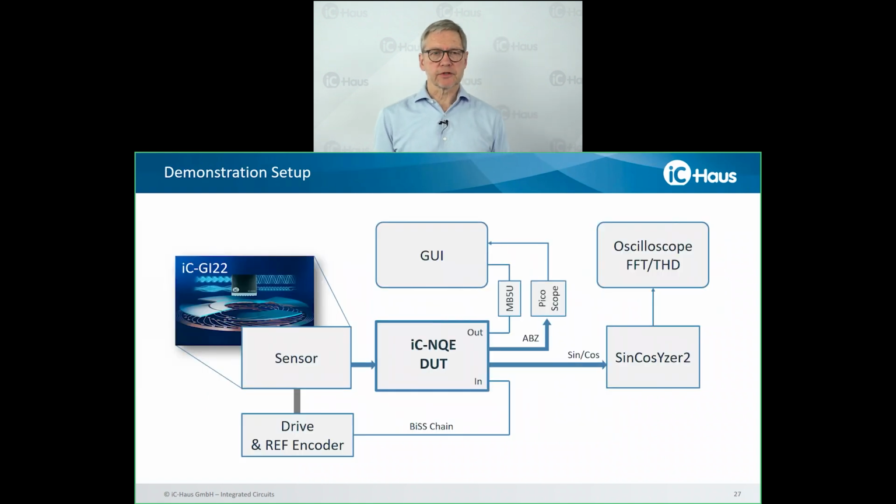Okay, the setup we are going to see is using a drive with a reference encoder. So this is in a BiSS chain, passed on to the device under test, queued up to the GUI so that we can do the INL reading. The sensor is driven by the drive, of course, and the analog signals are connected to the NQE and then over the sine cosine output linked to the Lissajous analyzer. Here I'm using a synthesizer 2, which is a nice tool for encoder inspection. Besides, we have ABZ outputs linked to a picoscope so that we can look at the jitter. Okay, now let me switch over to the demonstration.